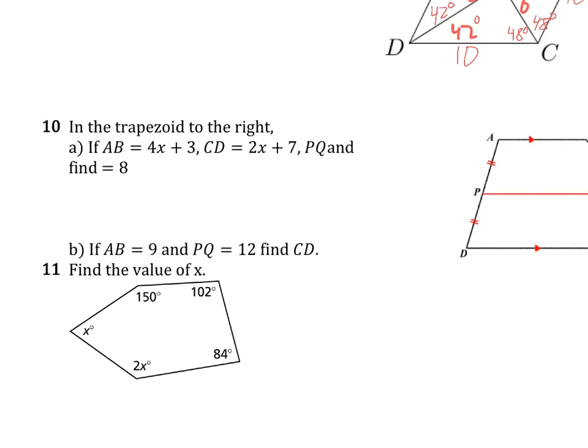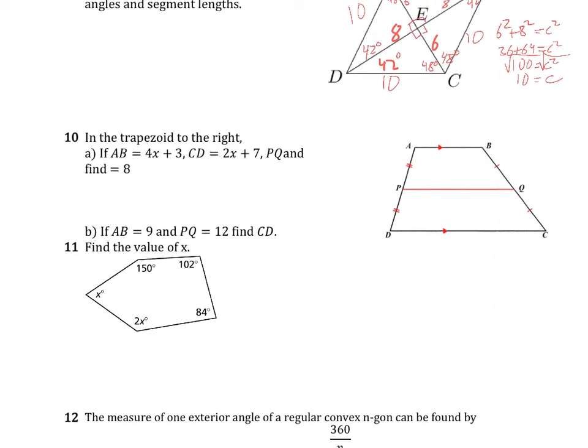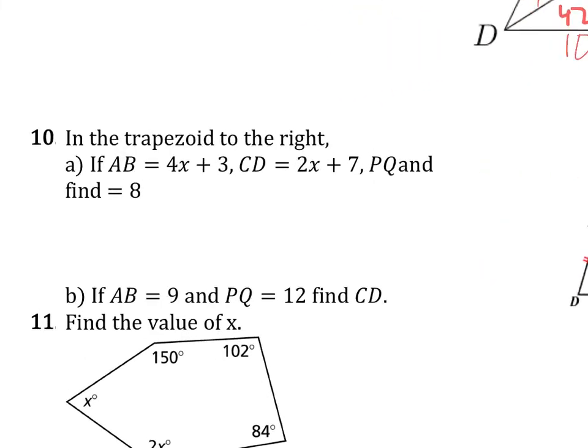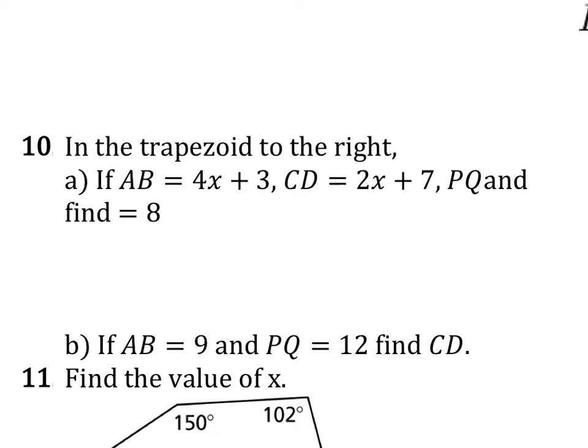Okay, so number 10 here, we got a trapezoid. This little 8 kind of ran away. That 8 is supposed to be over here. PQ is 8. I hope you figured that out. Sorry about that.